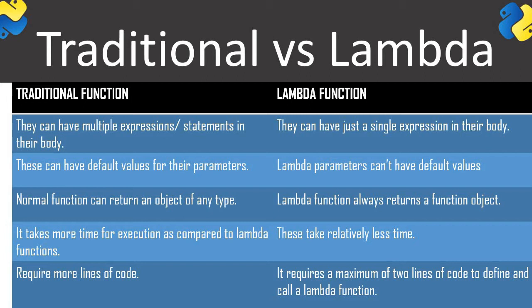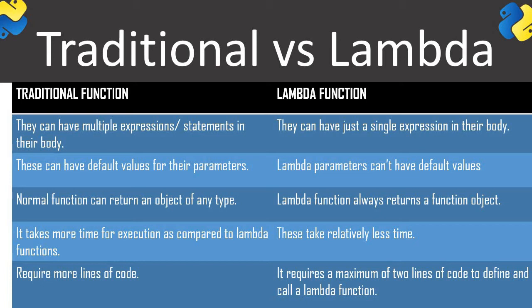A traditional function takes more time for execution as compared to lambda functions, and a lambda function takes relatively less time. A traditional function requires more lines of code, but a lambda function requires a maximum of 2 lines of code to define and call a lambda function. So this is the difference between a lambda function and a traditional function.